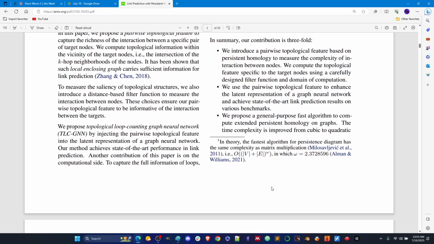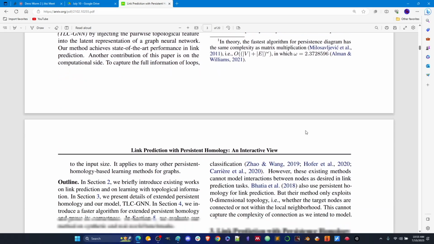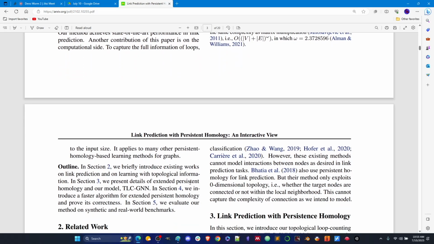We propose a general purpose fast algorithm to compute extended persistent homology on graphs. The time complexity is improved from cubic to quadratic to the input size. It applies to many other persistent homology-based learning methods for graphs. So they're able to do comparatively well.